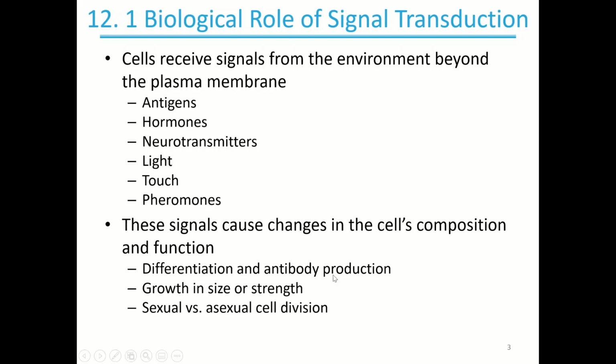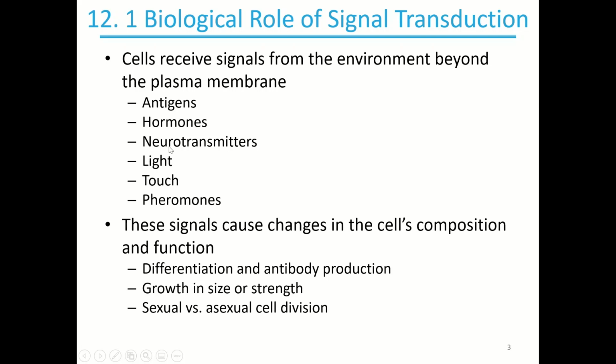Okay. And there's a number of different molecules in the body that can be used for signaling: antigens that let your immune system know that there's something foreign that needs to be attacked or removed. Okay, you can have hormones that act throughout the body, neurotransmitters that act specifically in nerve cells.